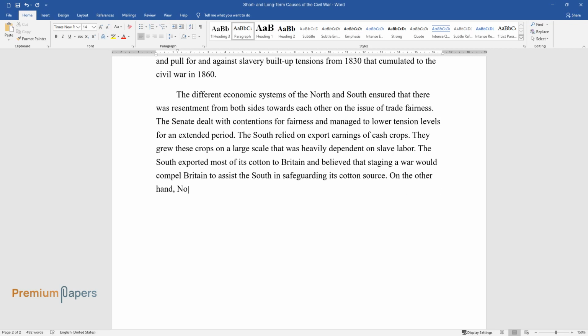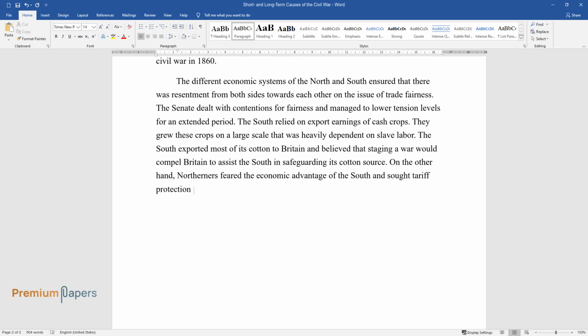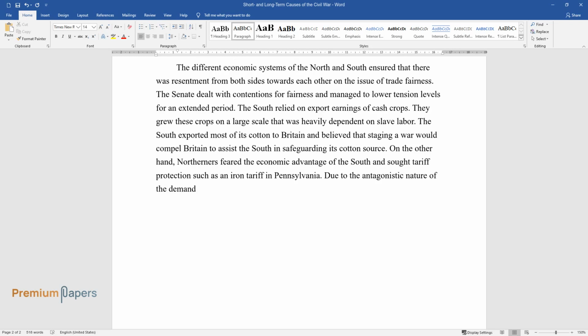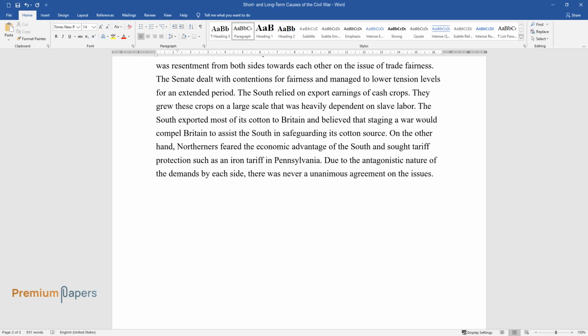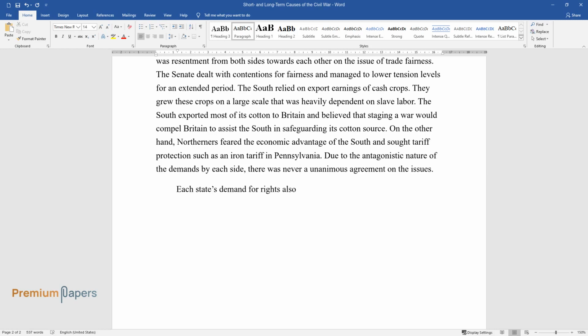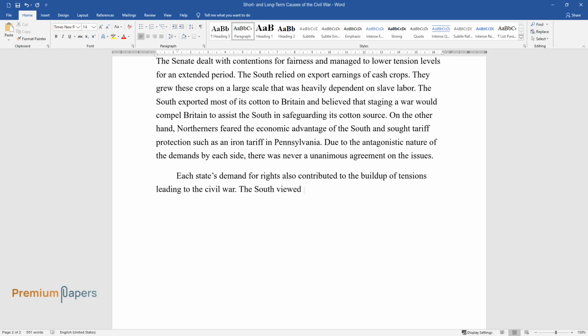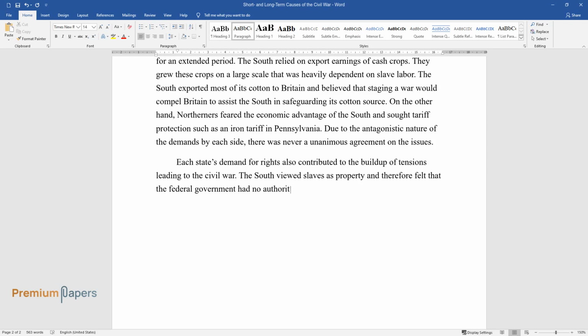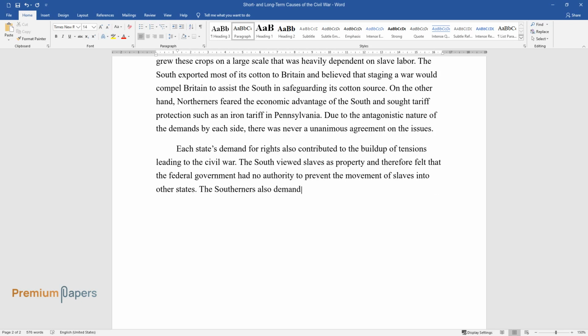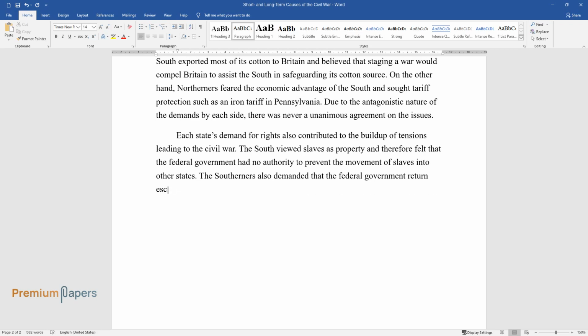On the other hand, Northerners feared the economic advantage of the South and sought tariff protection such as an iron tariff in Pennsylvania. Due to the antagonistic nature of the demands by each side, there was never a unanimous agreement on the issues. Each state's demand for rights also contributed to the buildup of tensions leading to the Civil War. The South viewed slaves as property and therefore felt that the federal government had no authority to prevent the movement of slaves into other states. The Southerners also demanded that the federal government return escaped slaves to their owners.